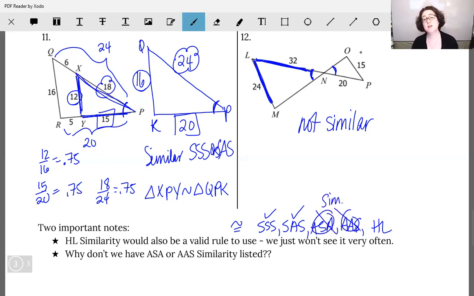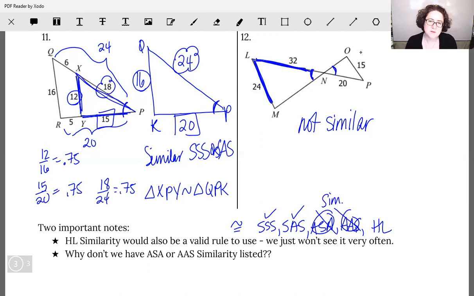Now, we do have an HL rule that we could use for similarity. That being said, we're not going to see that very often. So when we actually get to studying right triangles, that might come back into play, but we're really not going to see that for similarity.